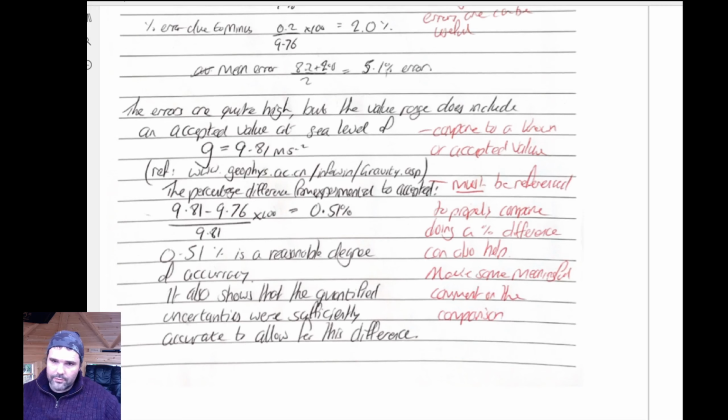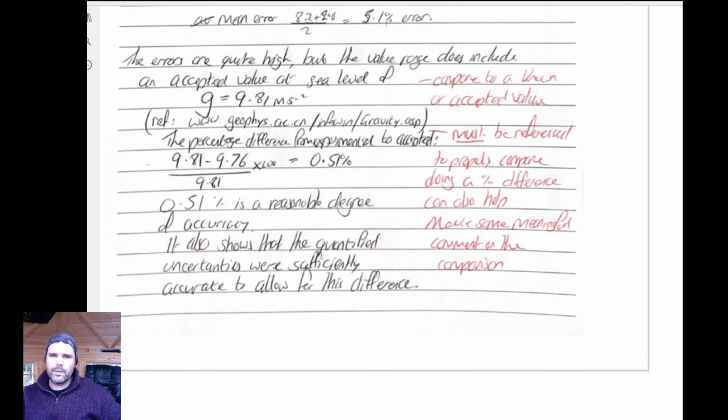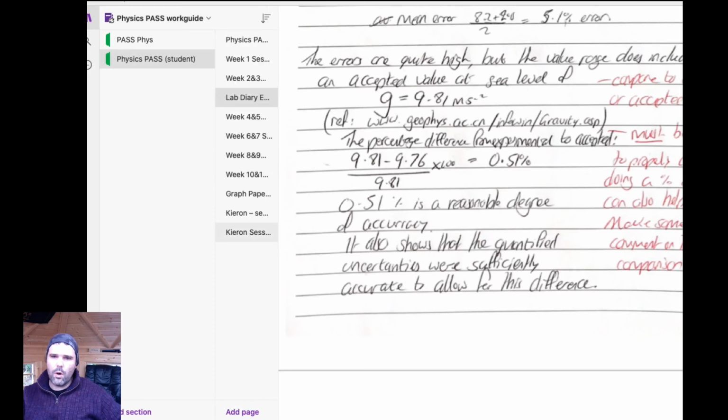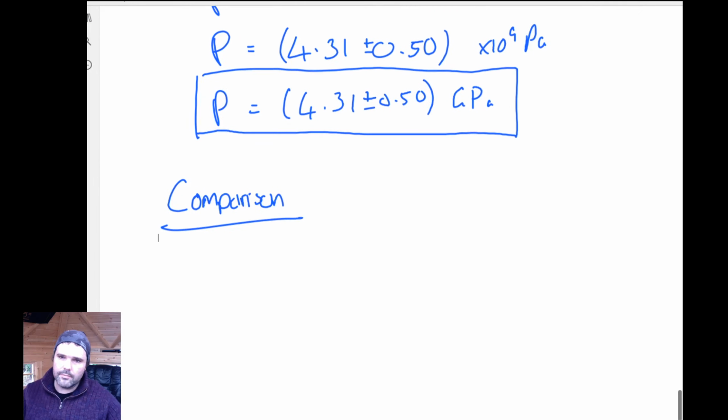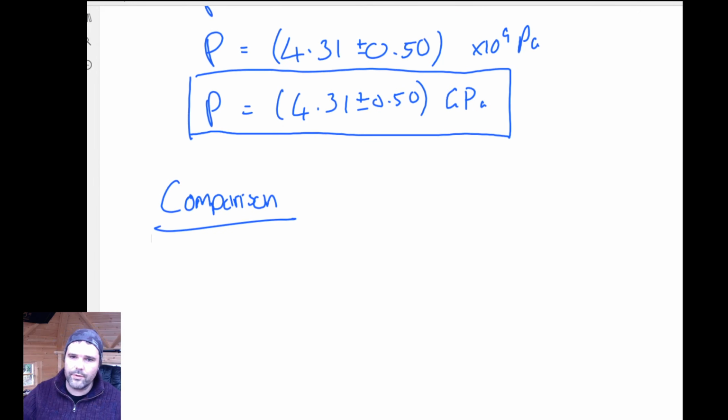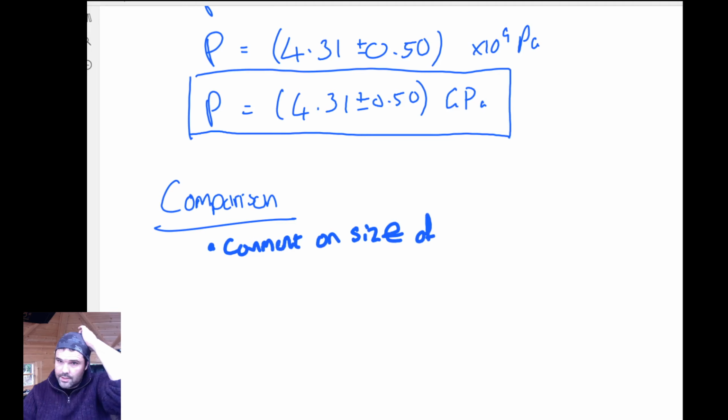Now, the only thing that you will have to do in addition to this, which doesn't appear in this example here, just using it as 9.81, is you will need in your comparison to also do a reference. So you'll need to look up your data and reference it. So what am I seeing? I'm seeing a comment on the size of the percentage error. Although you give your final answer in an absolute error, it's a good idea to comment on the size of the percentage. More than 5, bad. Less than 5 is okay.